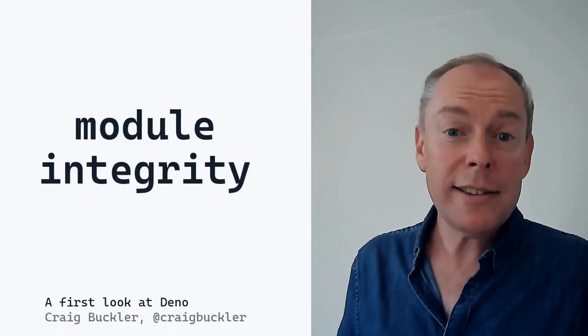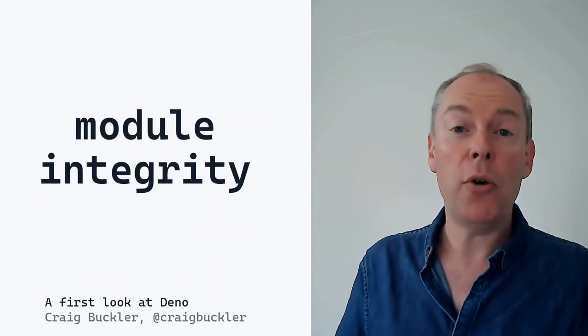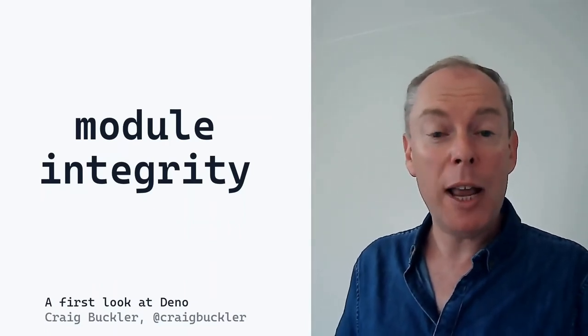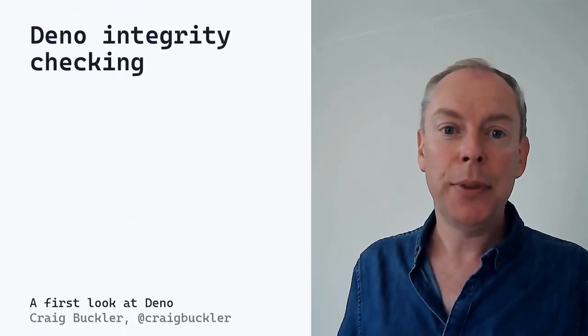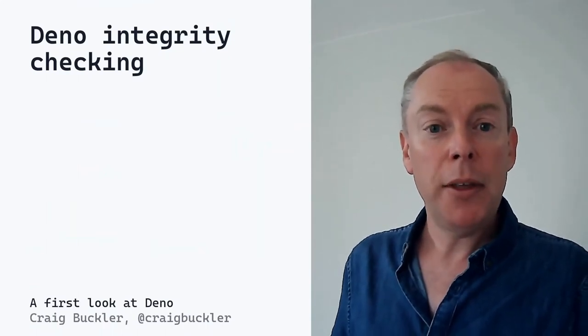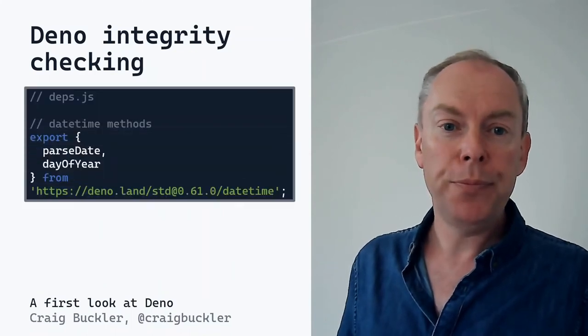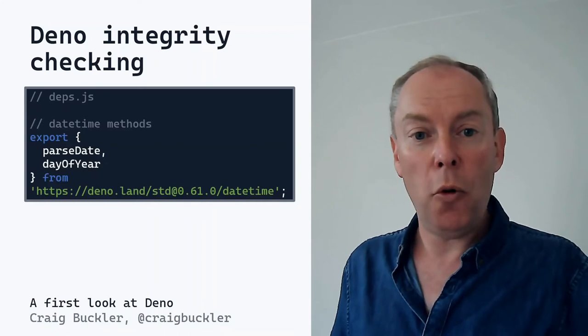Now, more worrying is that code referenced from a URL could be changed or hacked without your knowledge. And some high-profile sites have been compromised in that way because they link directly to third-party code. Now, Deno addresses this problem with integrity checking. This stores a checksum for every module in a small JSON file. It's easier if we have a single dependencies file like we saw before.